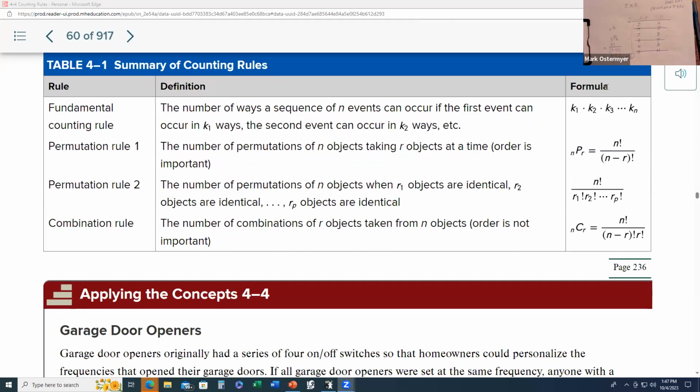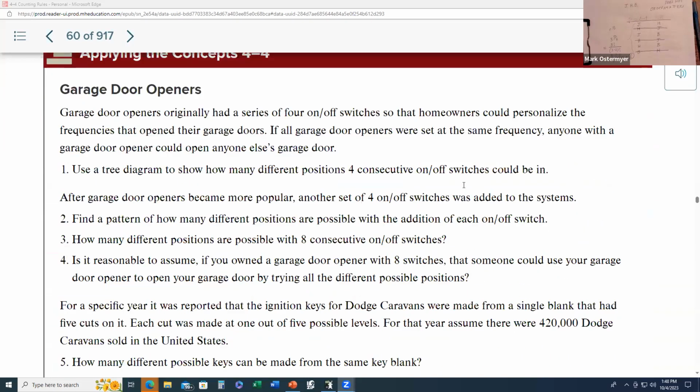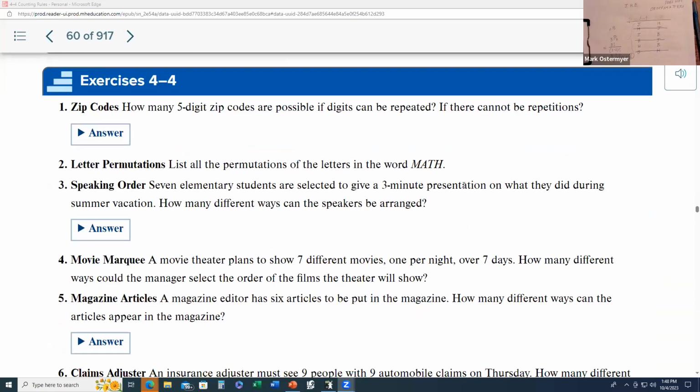And here's just a recap of the counting rules that we've learned. The fundamental principle of counting, permutation rule number 1, permutation rule number 2, if you have repeats, and the combination rule there. All right.